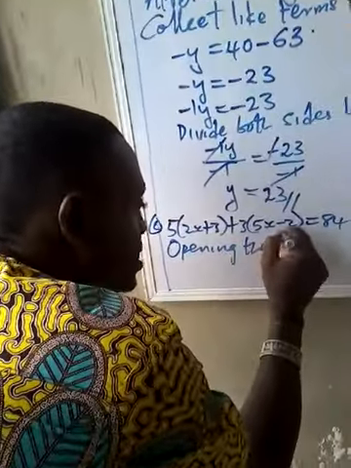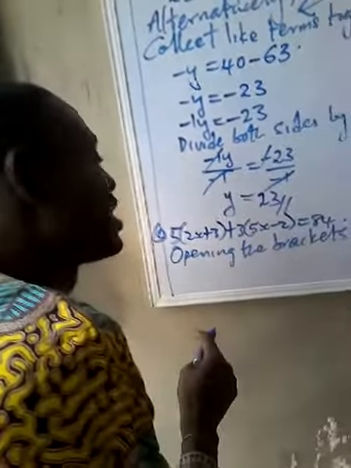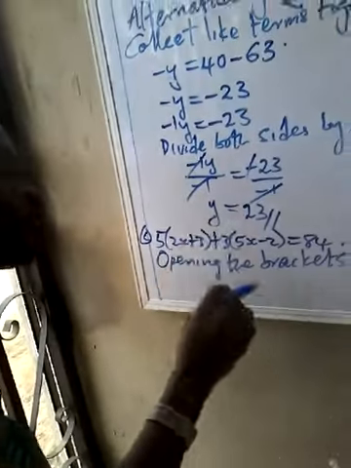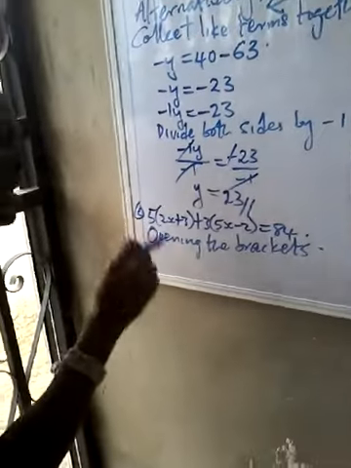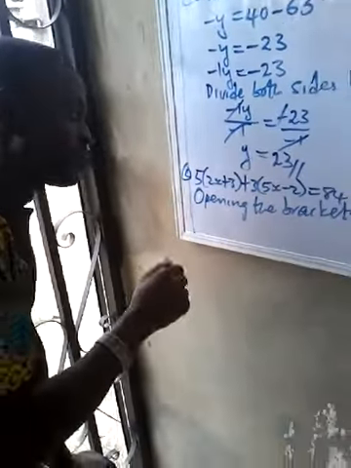Opening the brackets. You open the bracket with whatever is outside the bracket. It will multiply each of the entities in the bracket in turn, bearing in mind the signs that are multiplying themselves as well. Now, what do you have here?